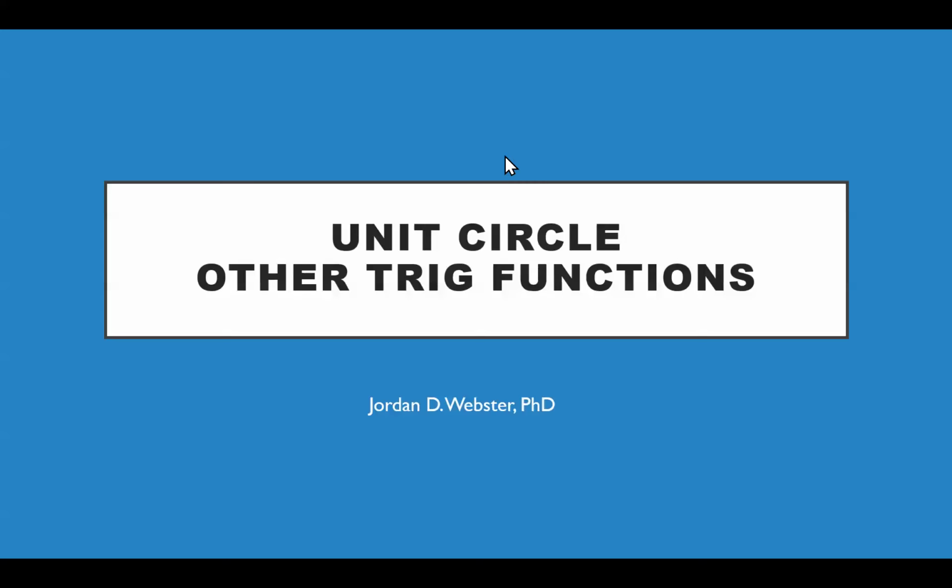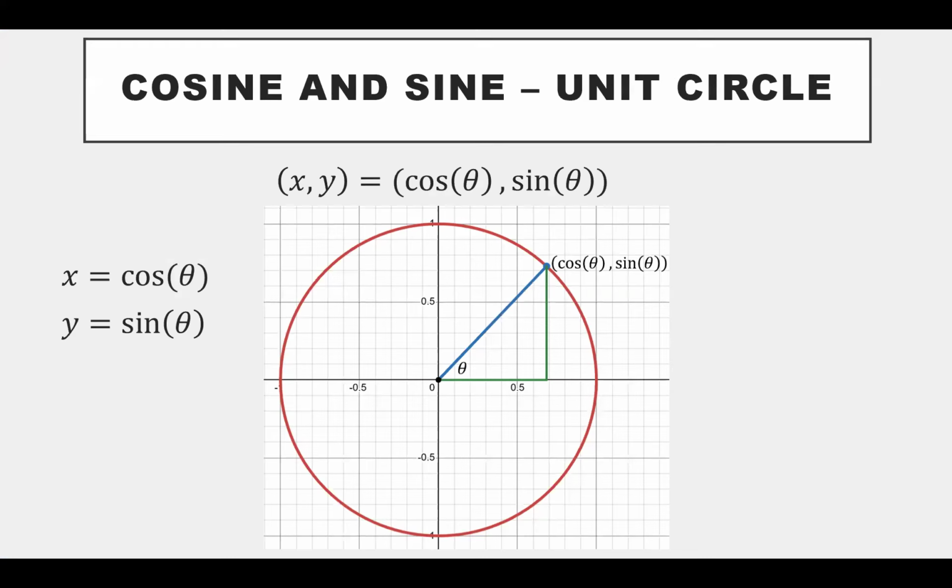In this video, we're going to take a look at the other common trig functions on the unit circle. Previously we said that if we're looking for cosine and sine defined on the unit circle, we can do so in the following manner. Take an angle and look at that angle's terminal ray. Where it crosses the unit circle gives us a point. That point has x value of cosine of theta and y value of sine of theta.